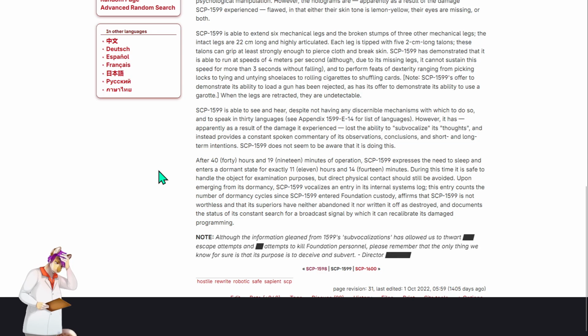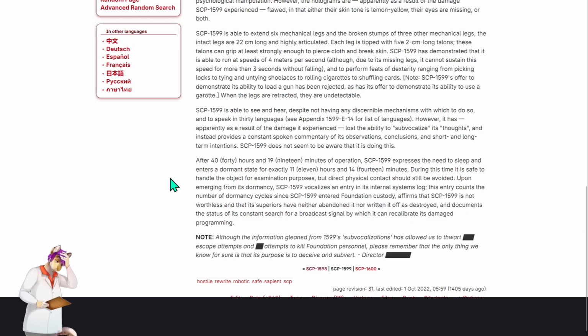SCP-1599 is able to see and hear despite not having any discernible mechanisms with which to do so, and to speak in 30 languages, see Addendum E14 for a list of languages, which is not here. However, it has, apparently as a result of the damage it experienced, lost the ability to sub-vocalize its thoughts, and instead provides a constant spoken commentary of its observations, conclusions, and short and long-term intentions. It does not seem to be aware that it is doing this.